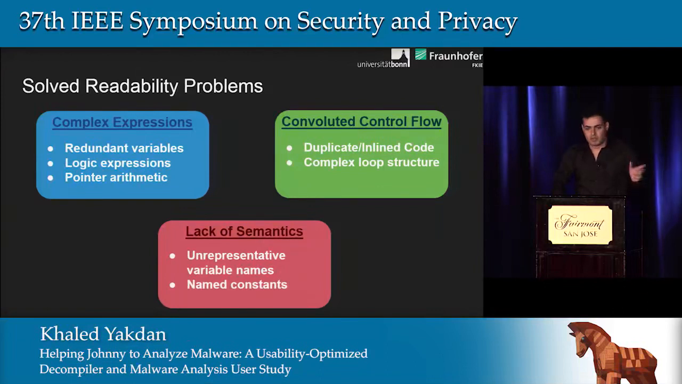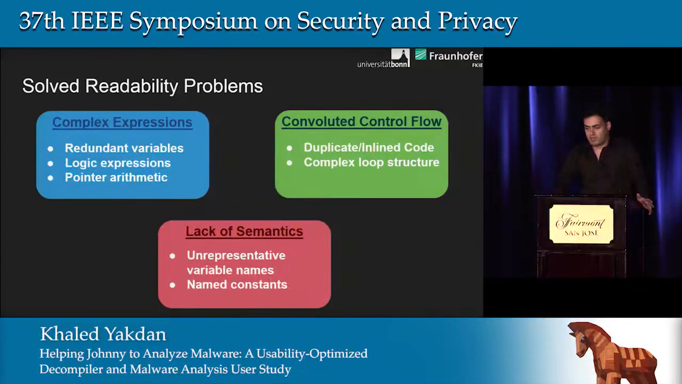So we have some library functions where some constants have a special meaning, and in the source code they have a textual representation revealing their purpose. But when the code is compiled, you basically only have the value. And as an analyst, you have to look this value up to understand what it means when you analyze the decompiled code. So we also handled named constants.